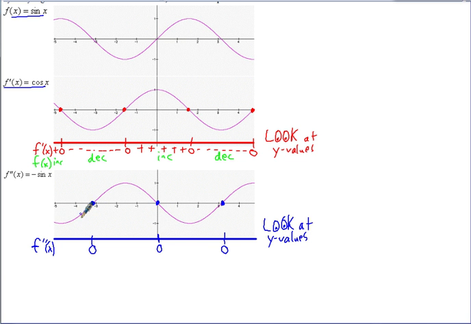So the y values here start off being negative. Then in between here, all these y values are positive. Then here they're negative, and then back to positive. So this actually tells us a couple different things. It tells us something about the first derivative, and it tells us something about the original graph. Let's first take a look at what it tells us about f prime of x, our first derivative.